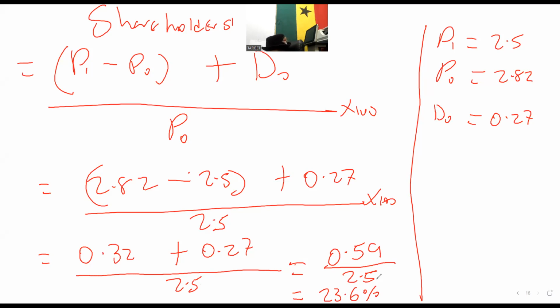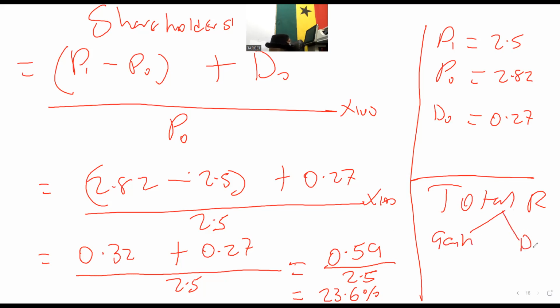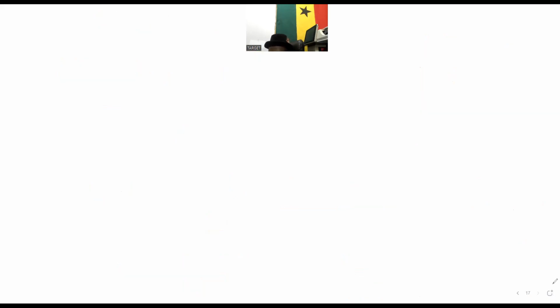Now this 23.6%, at the end of the day, we'll be asked to do the breakdown. Don't forget that total return can be divided into two: the capital gain, gains on shares, and the dividend. So let's do that. The breakdown.